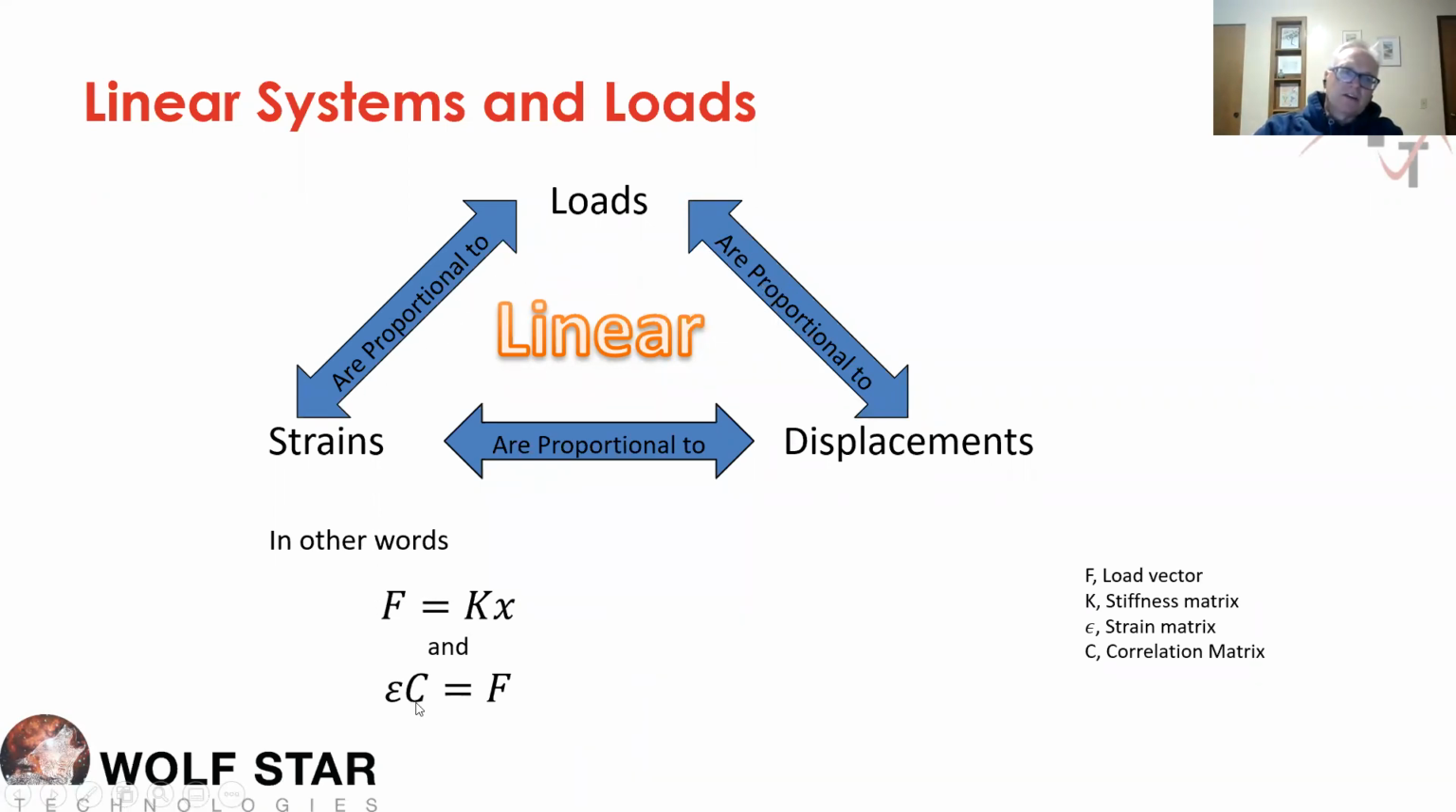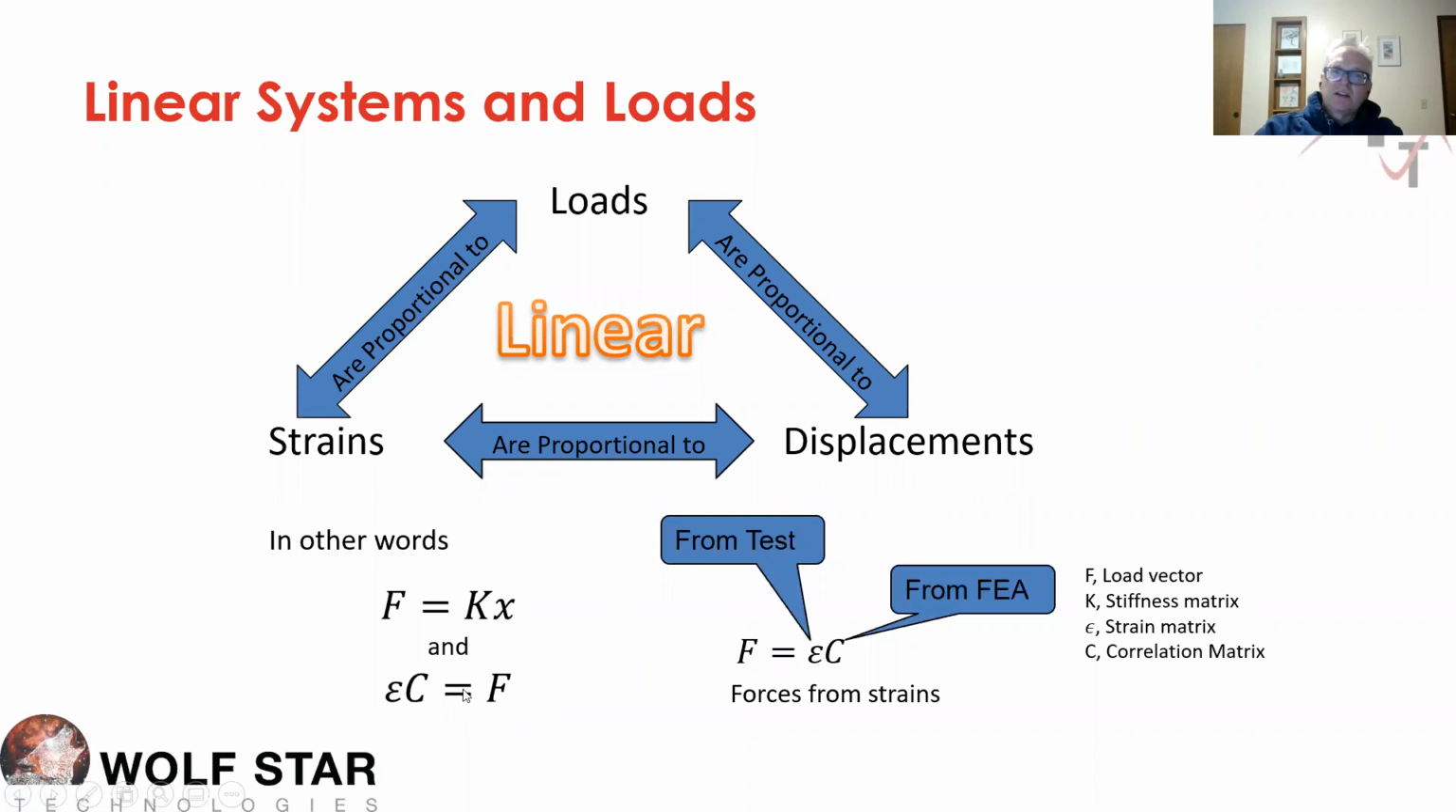So this will be strain times a correlation matrix is equal to load. And we're going to calculate load as strains from test times a correlation matrix from FEA, okay? This is essentially what we're doing. We're turning your part into a load transducer. And so this is a very powerful tool. And this equation here is known as influence coefficients. If you looked it up in the literature, you'd find this equation all over the place.